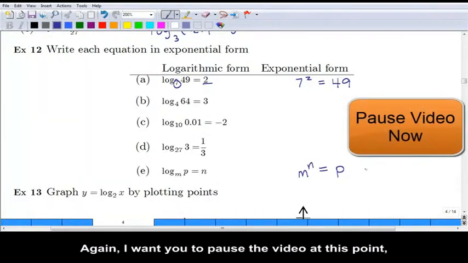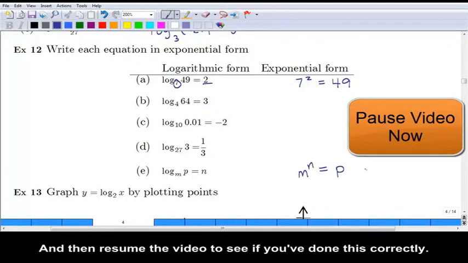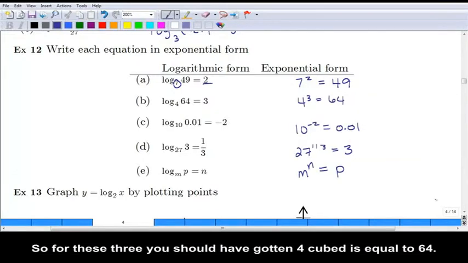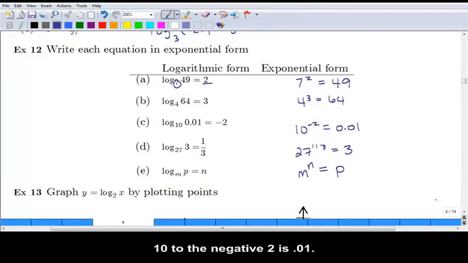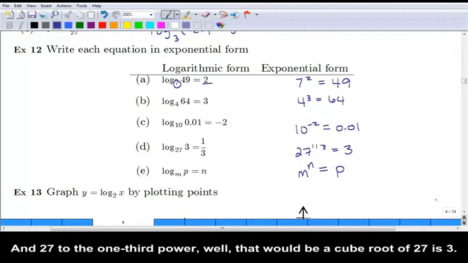Again, I want you to pause the video at this point, see if you can fill in B, C, and D, and then resume the video to see if you've done this correctly. So for these three, you should have gotten 4 cubed is equal to 64. 10 to the -2 is 0.01, and again, you can have a negative exponent. That's going to either create a decimal or a fraction. And 27 to the 1/3 power, well, that would be a cube root of 27 is 3.